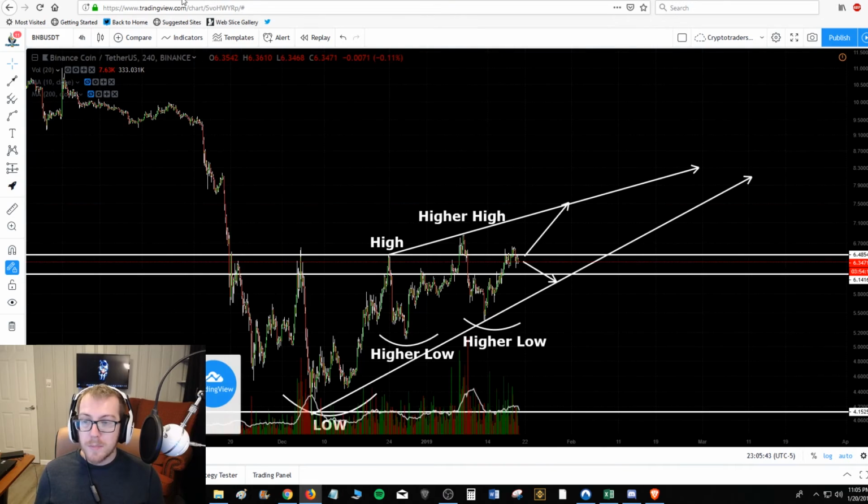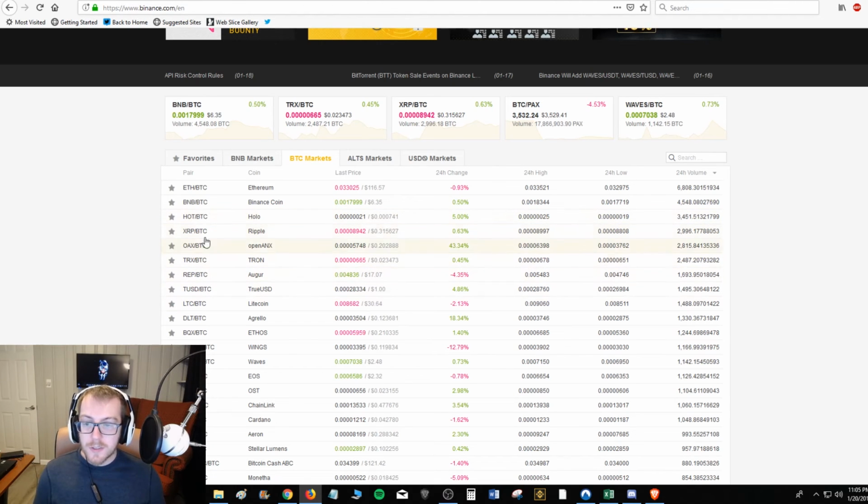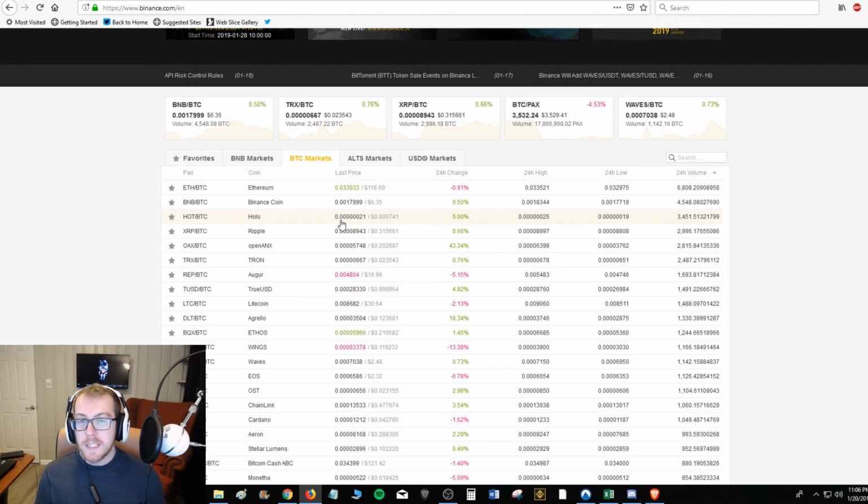Not just because it's a pump. I don't like playing a lot of these small cap coins like HOT. This is only a 21 Satoshi coin. I'm probably not going to ever play this because it's too cheap. It's too risky for me. It's not really my strategy.